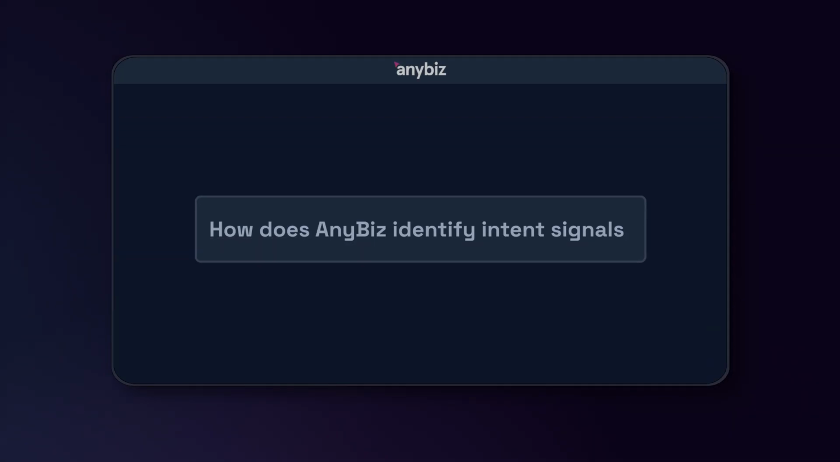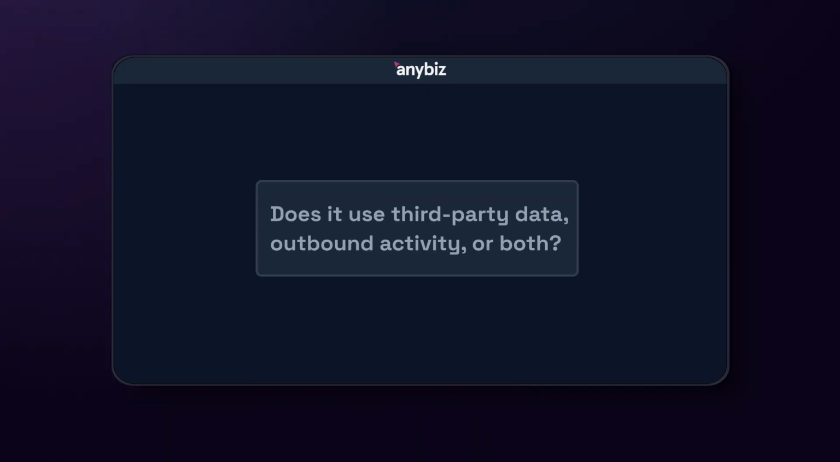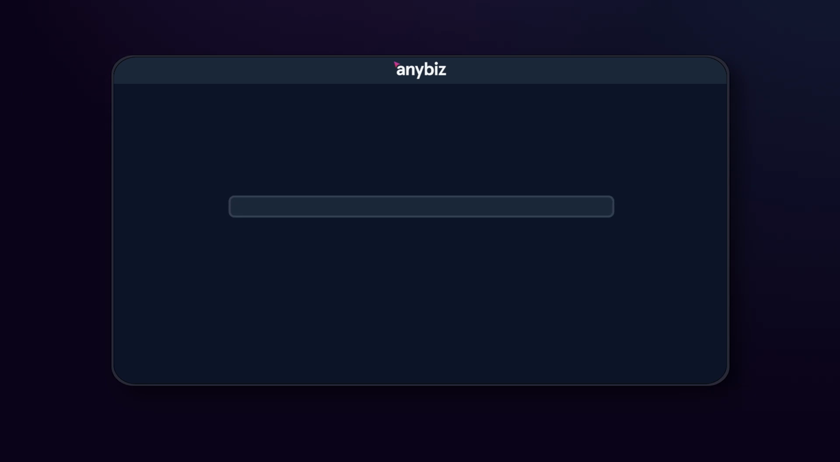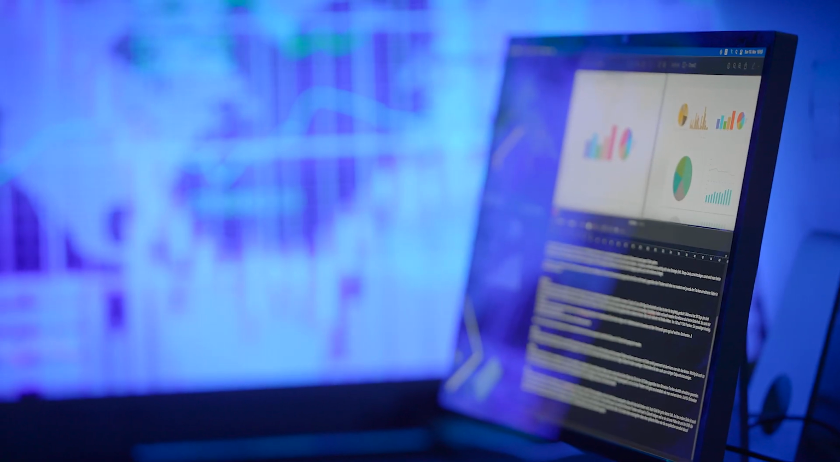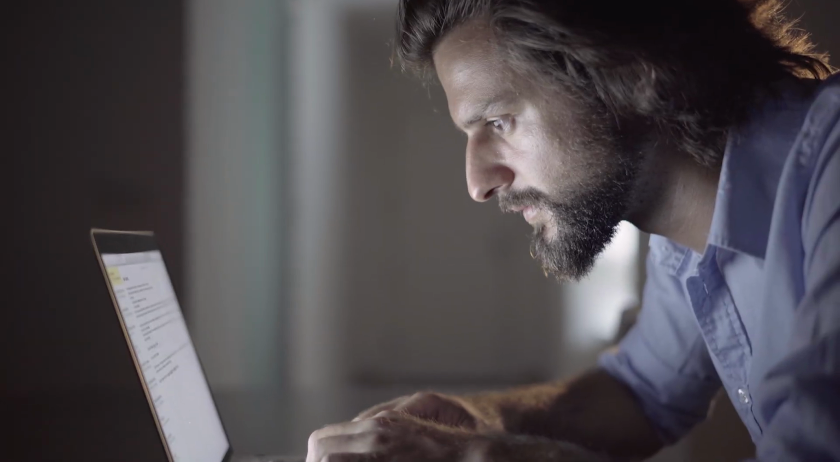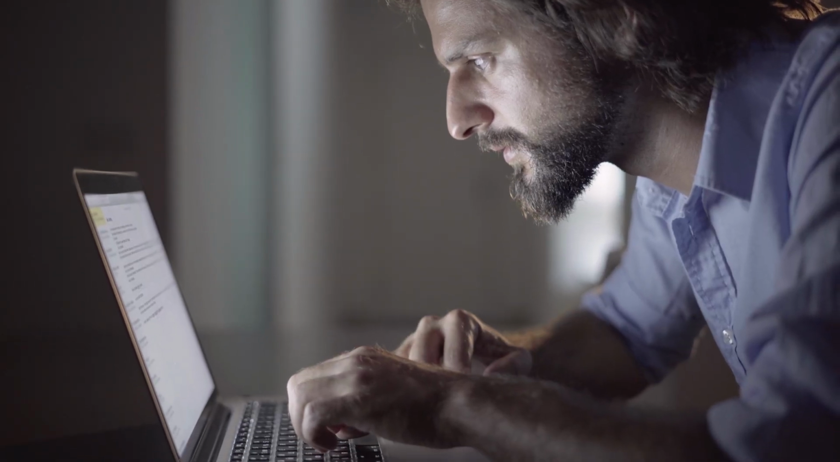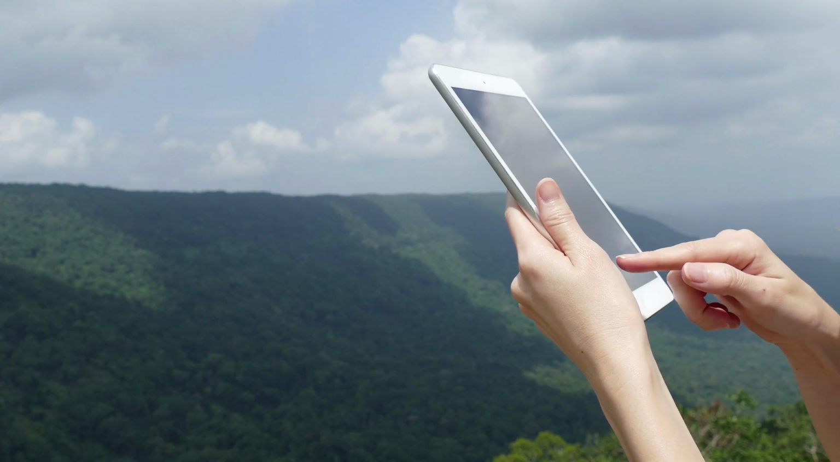How does AnyBiz identify intent signals? Does it use third-party data, outbound activity, or both? I mean, how does AnyBiz gather its data? AnyBiz sends hundreds of thousands of emails every day. And it not only sends, but it learns what happens on the other side. When we send an email to a prospect, we see a lot of data. For example, we see when he replied, what he specifically replied about, and what channel he replied on. So we now learn what this prospect is actually interested in and where he's actually located.